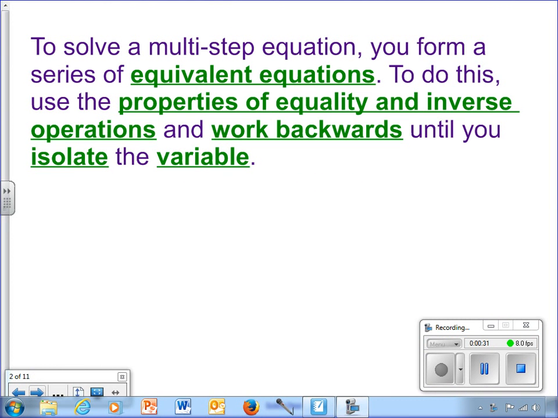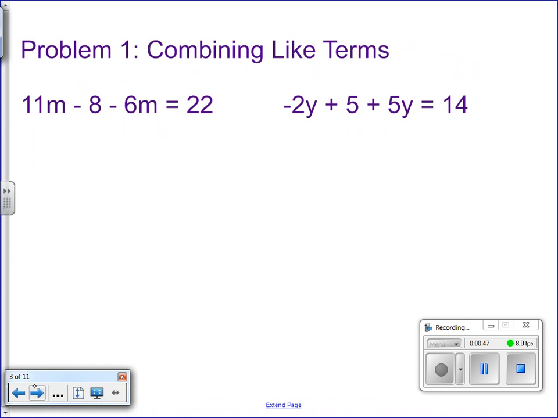To do this, we're going to use the properties of equality, addition, subtraction, multiplication, or division, and inverse operations, and work backwards until we isolate the variable, meaning we get the variable by itself on one side of the equal sign. All right, one of the first things that we need to do is combine any like terms that we have in the equation.